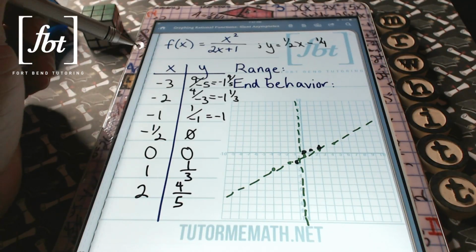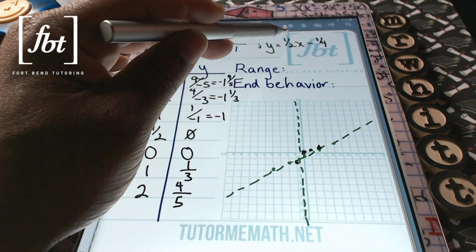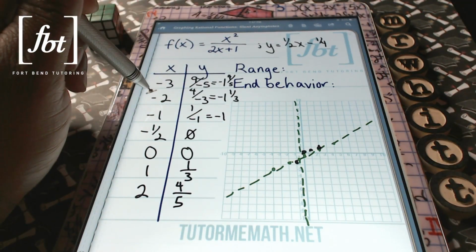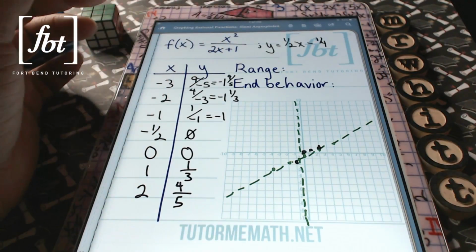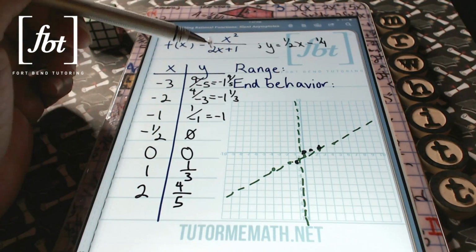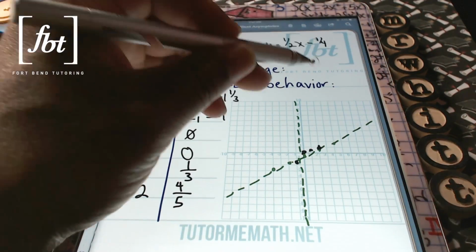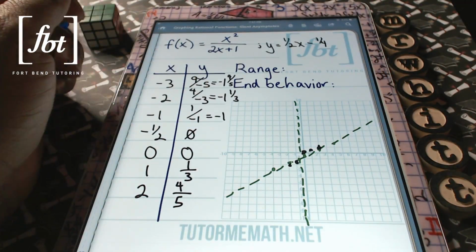So if you need to do that, just remember to plug in your same x value into your slant asymptote to confirm that you're plotting the point on the correct side of the line. For instance, plugging in -2 into the slant asymptote, you'll end up with -1 1/4, and -1 1/4 is a higher y value than -1 1/3. Therefore, I am confirming that my next point should be on this side of the line here.